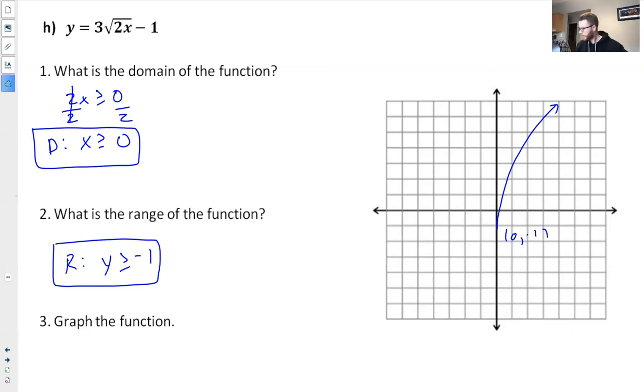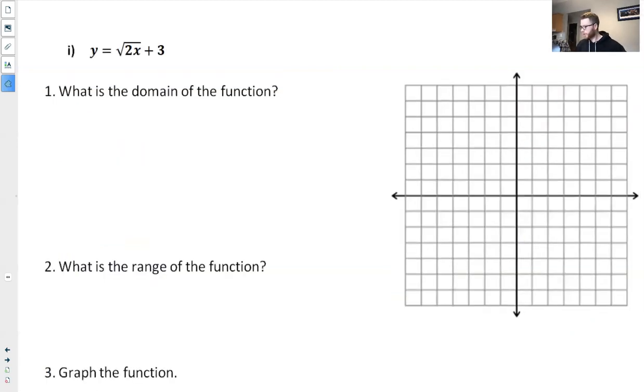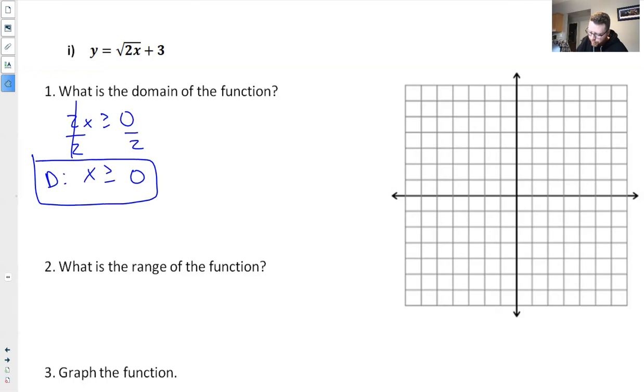All right, and our last example for today's lesson. Okay, so finding the domain, let's set the radicand greater than or equal to 0. So my radicand is 2x greater than or equal to 0, divided by 2 by 2. x is greater than or equal to 0. Okay, and for the range, again, enter this into your calculator. You will find that your y values only exist when y is greater than or equal to 3.